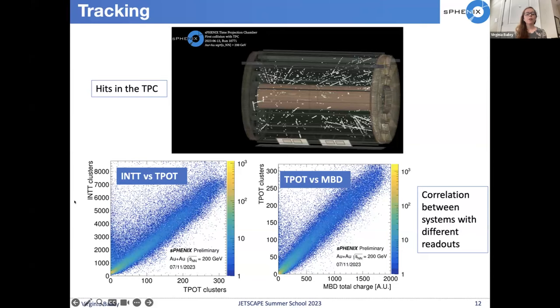Then on the bottom, I have a couple of correlation plots. On the left is the correlation between the INTT and the TPOT. This is the detector that sits just inside the TPC and the detector that sits just outside of the TPC, and you can see good correlation there. On the right is the correlation between the TPOT and the MBD. This one is especially interesting because it is one of the first looks at correlating these systems that have different readout systems. The TPOT is one of the tracking detectors, with a streaming readout, and the MBD has the same readout as the calorimeter. It's just triggered. Being able to correlate these different readouts is really important for the technical checks on our data readout.